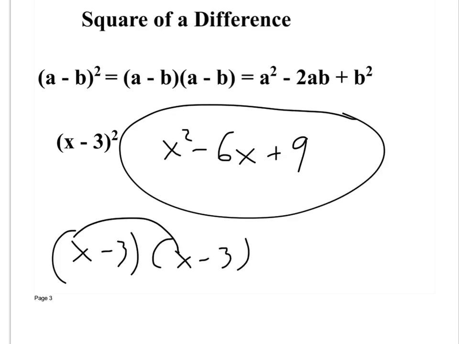Let me prove it to you. x squared, negative 3x, which would be negative 6x. And then negative 3 times negative 3 is positive 9. Any questions?